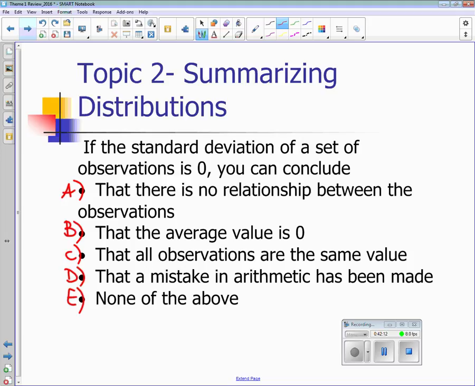The standard deviation is almost never 0. Okay? It'd be a very rare thing for it to be 0. And it only happens in one instance. April, what do you think? When would that one thing happen if the standard deviation was 0? Yeah, if all the observations are the same. If there is no variance among the data, then the standard deviation would be 0. That's exactly right.